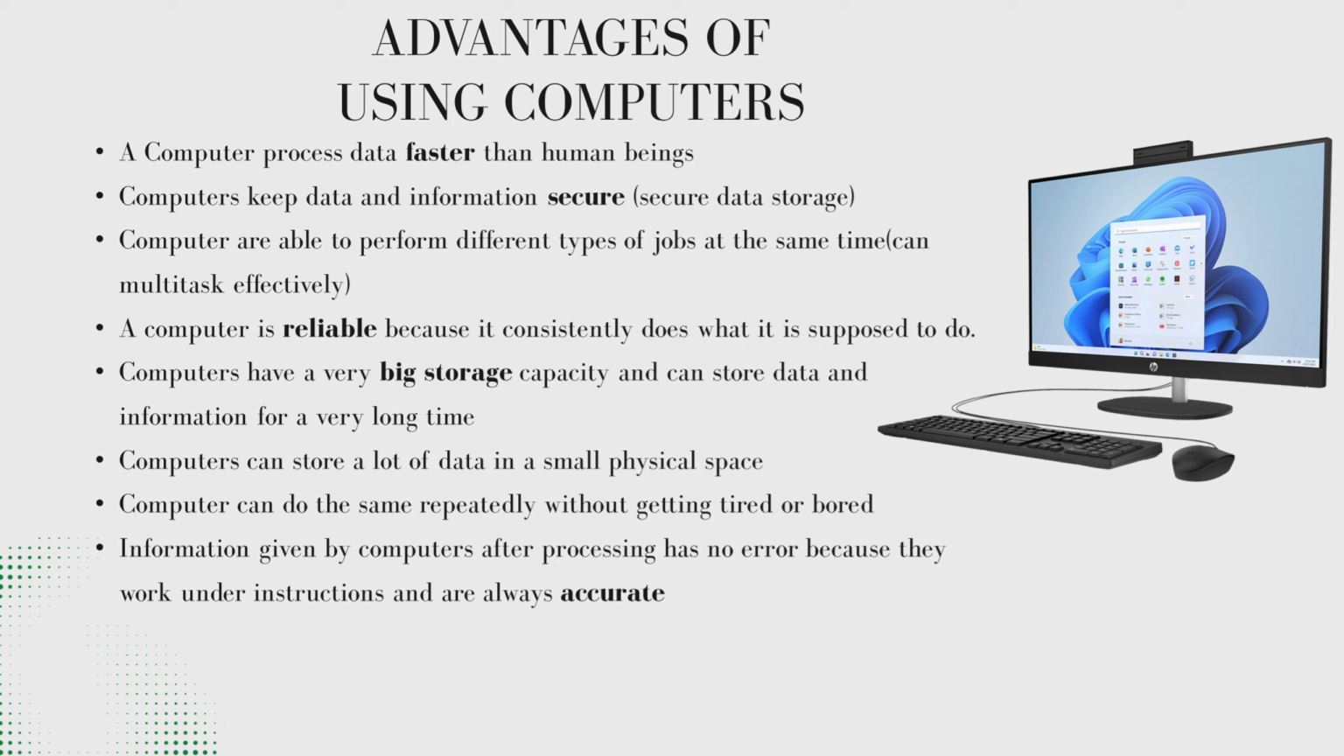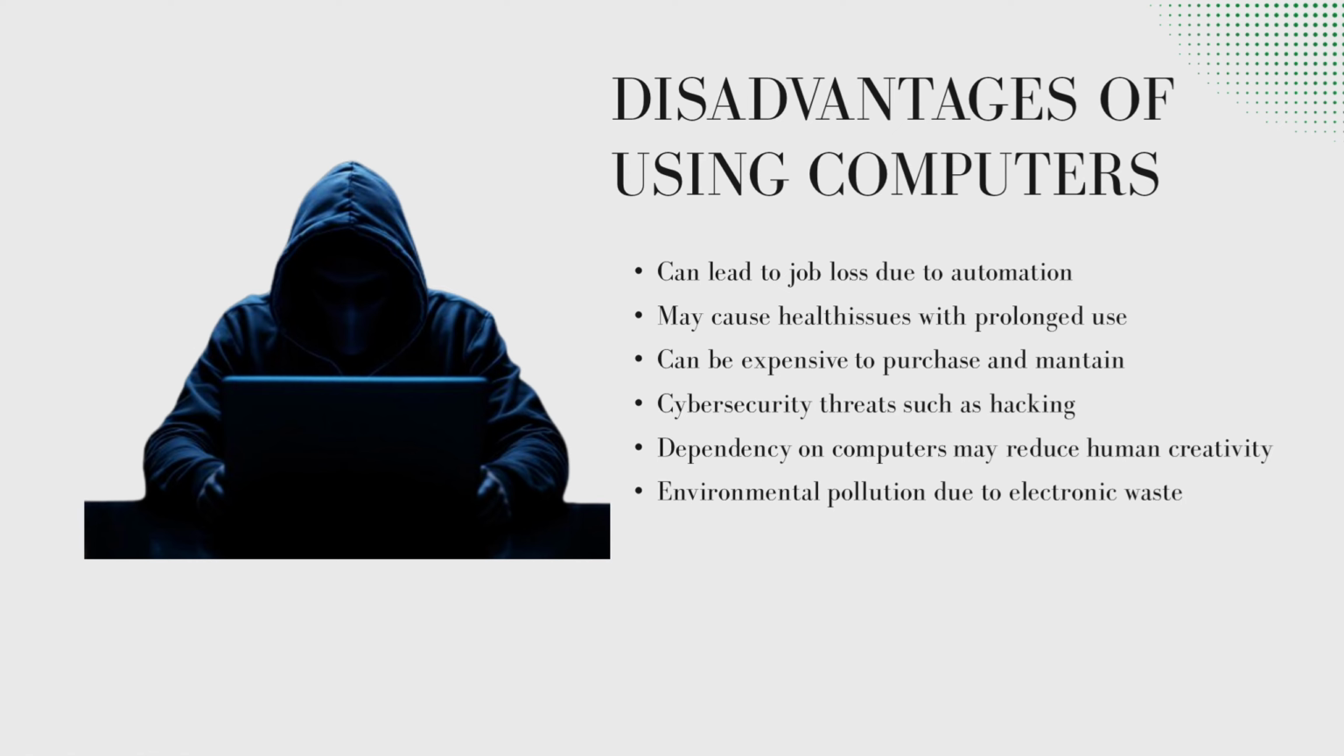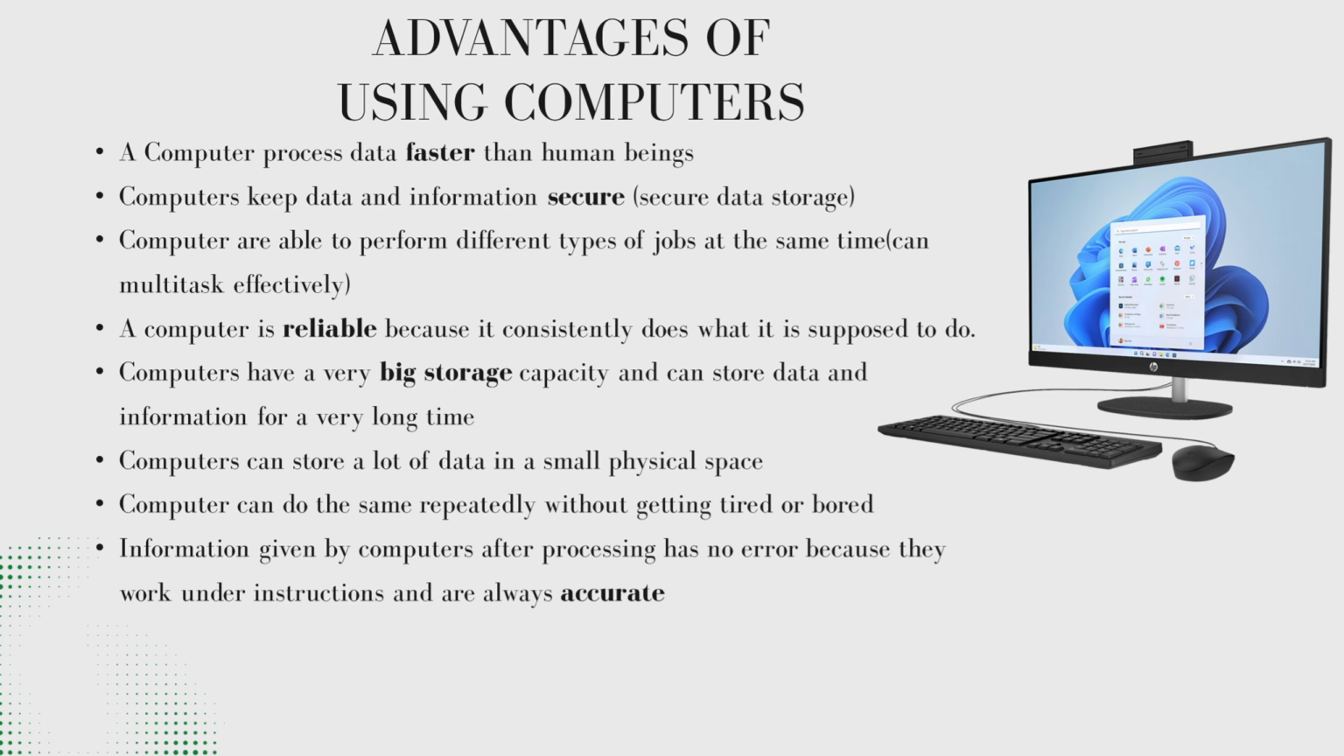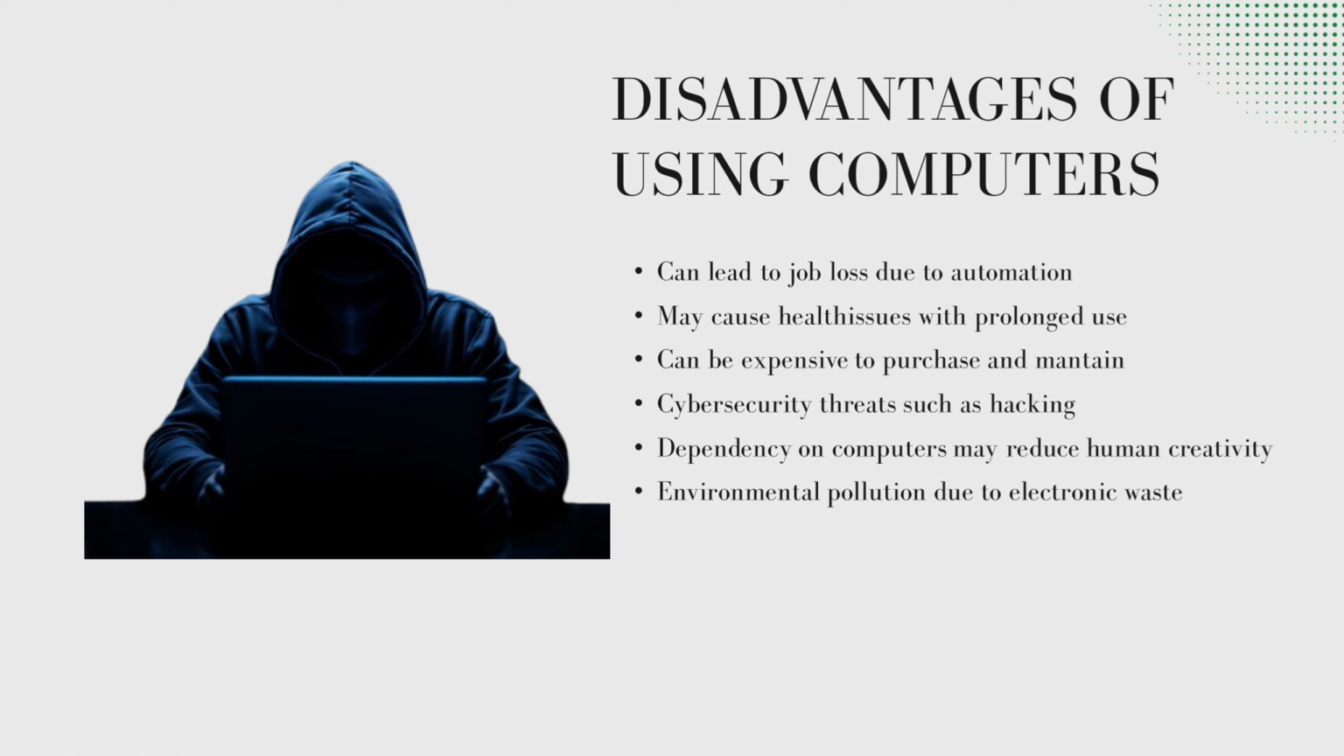2, computers keep data and information secure. 3, computers are able to perform different types of jobs at the same time, whereby we're talking about versatility. A computer is reliable because it constantly does what it's supposed to do. Computers have a very big storage capacity and can store data and information for a very long time. Now, learners, we shall pass through this and try to understand them. And if you have any question regarding advantages of using computers, you can comment in the comment section. I'll get back to you.